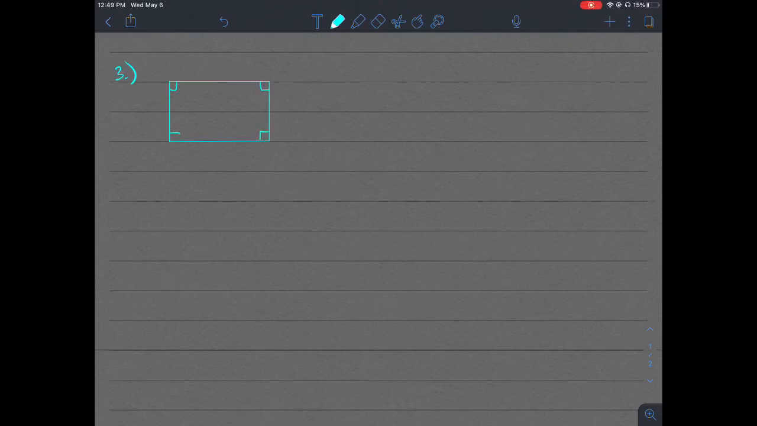Rectangle meaning that all corners are 90-degree angles. Okay. And they said that this is A, this is B, this is C, this is D. They said that this length right here is 9 meters, and this length here is 10 meters.